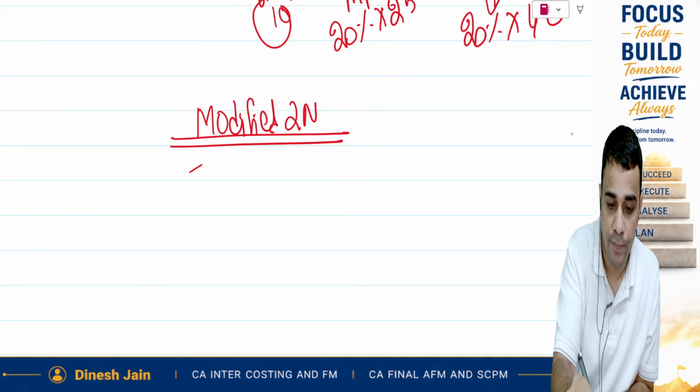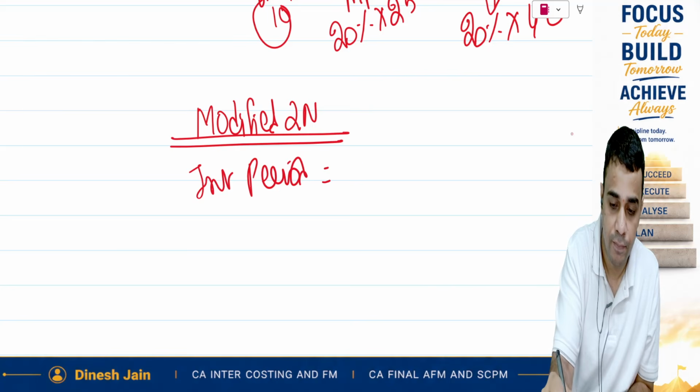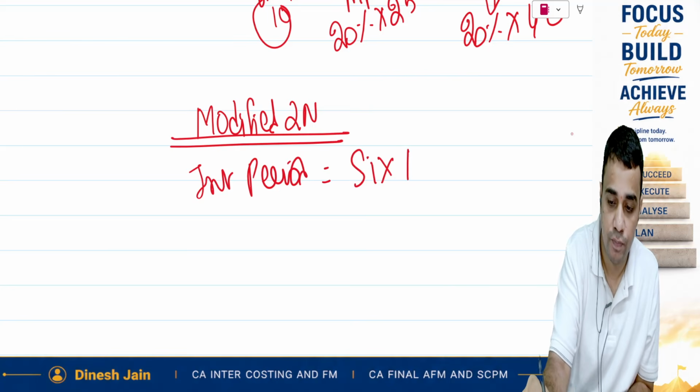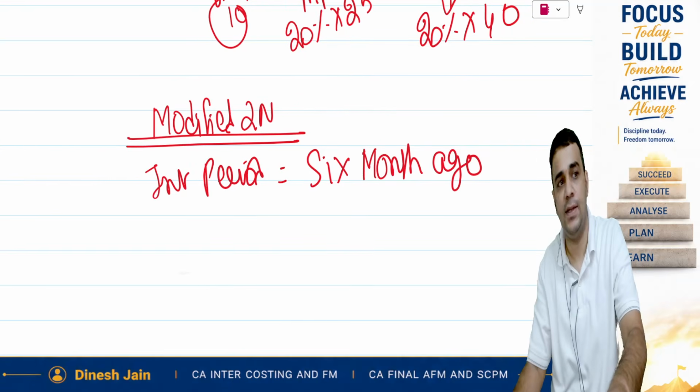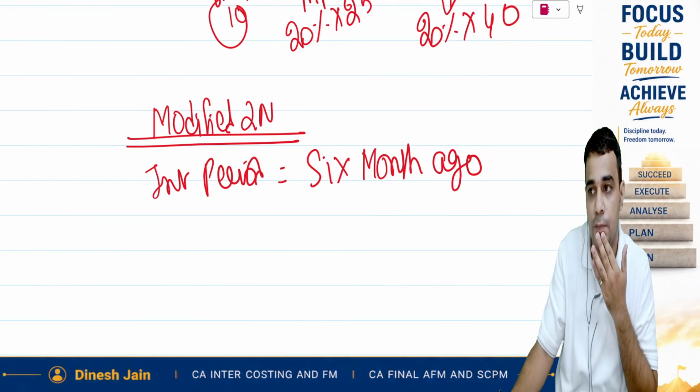Modified question. Investment period: 6 months ago. The investment happened 6 months ago.